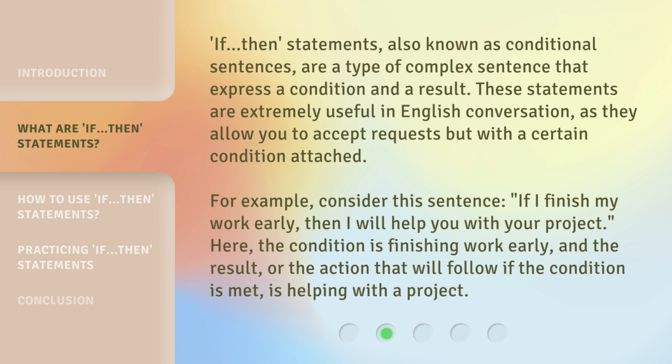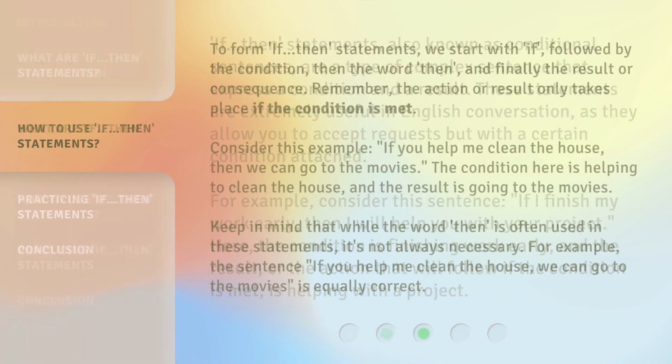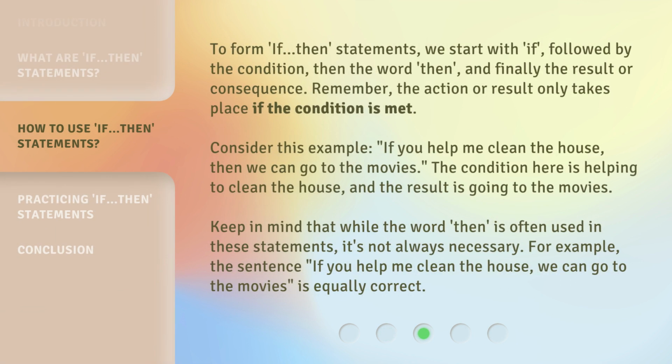Here, the condition is finishing work early, and the result, or the action that will follow if the condition is met, is helping with a project. To form if-then statements, we start with if, followed by the condition, then the word then, and finally the result or consequence. Remember, the action or result only takes place if the condition is met.